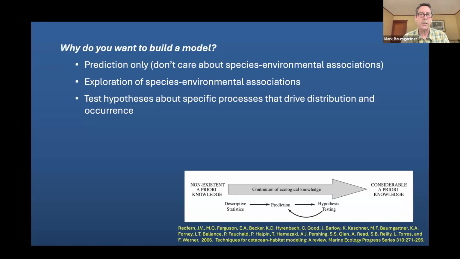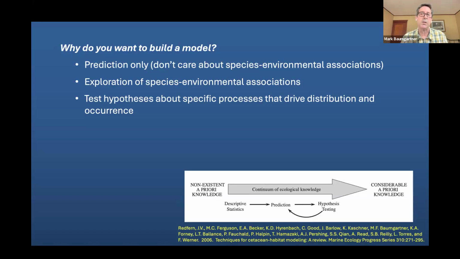Or are you more interested in what oceanographic processes or behavioral processes influence the distribution and occurrence of your species, or density of your species? But yet you don't have a whole lot of information to go on. Maybe you're studying a species that there just isn't a lot known about. And you're just trying to do an exploratory study.